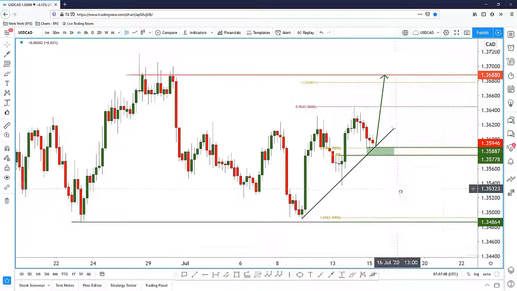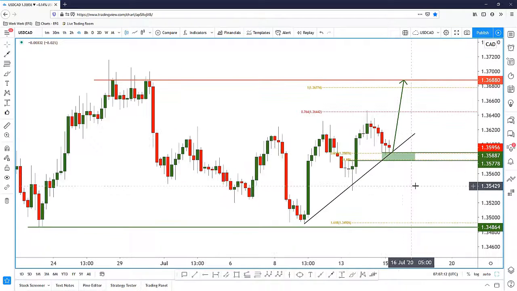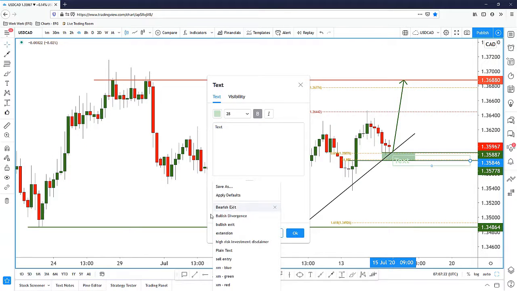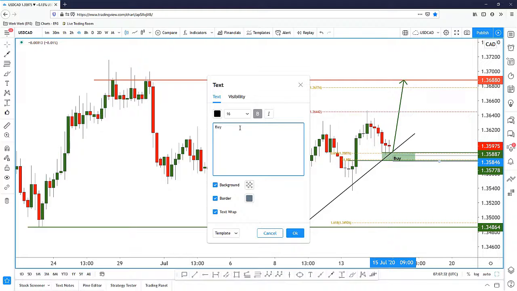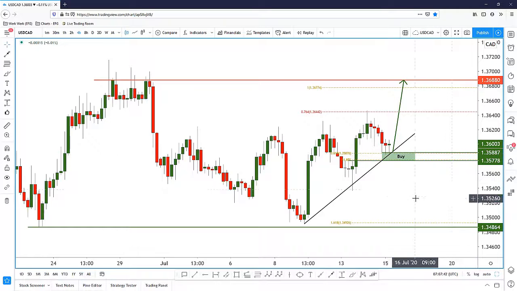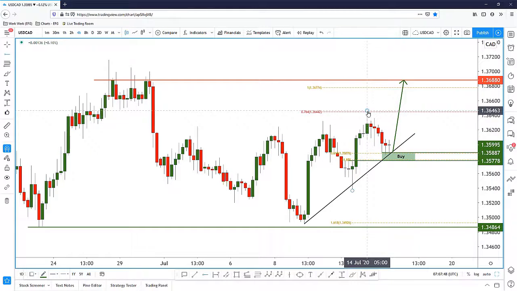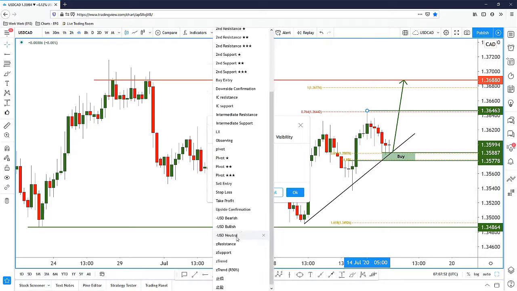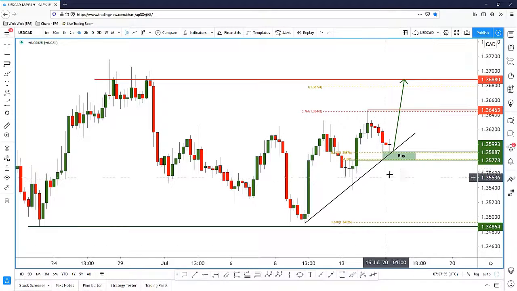Like I said, this is because of the upcoming news. I just want to prepare you for any eventualities. Anywhere in this shaded green area will be what I'll call the buy area. And then I would have two targets. First target over here, second target over here, the daily resistance.